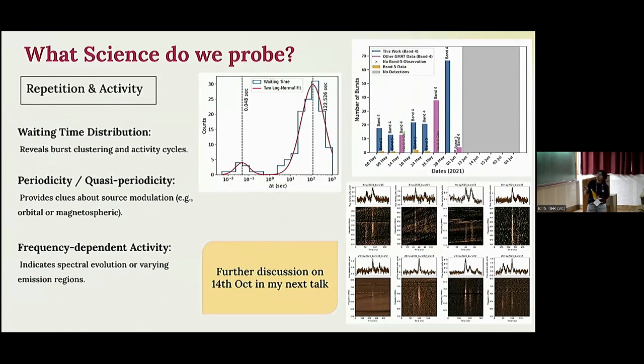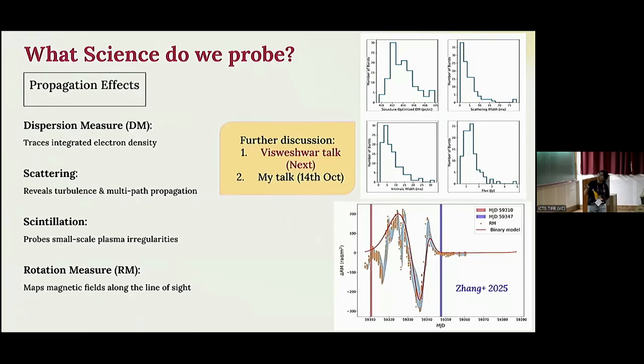The next aspect is repetition and activity. From this we can generate a waiting time distribution plot. Waiting time is nothing but the difference between the times of arrival of two consecutive bursts. We also generate this type of plot, and from nearby bursts we also see if there is any periodicity or quasi-periodicity present or not. And from multi-band observation, we also see if there is any frequency-dependent activity or not. Again, we'll discuss these plots on 14th October. And the next aspect is propagation effects.